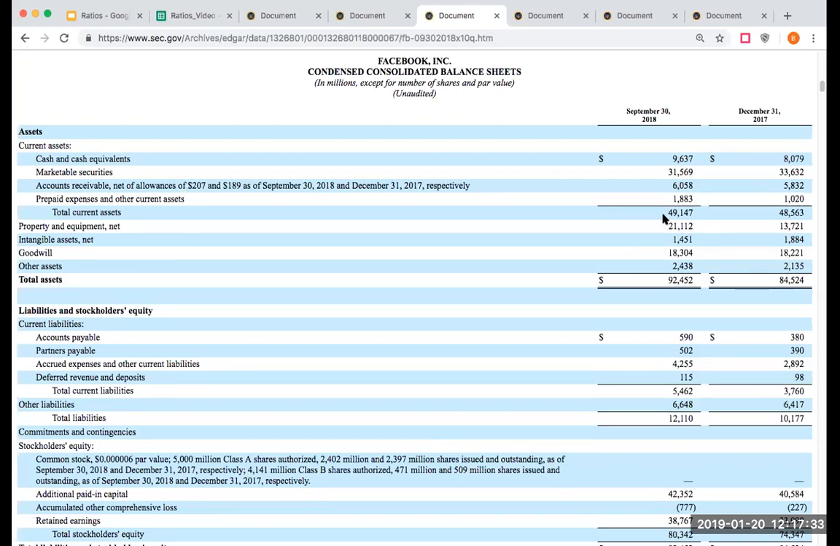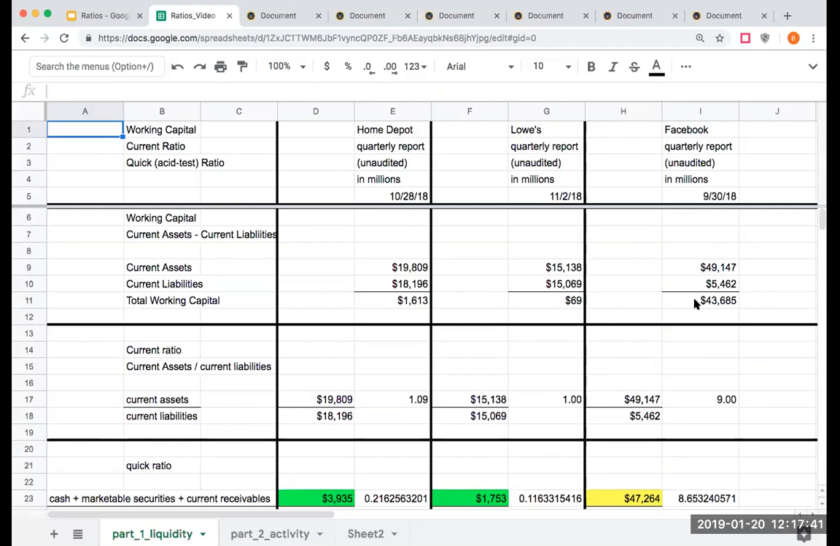Facebook has total current assets of 49 billion, and they have current liabilities of 5.4 billion. So their working capital is $43 billion. When we look at these three companies, and again, when my students see this, they always ask me the question, well, is 1.6 billion a good number?